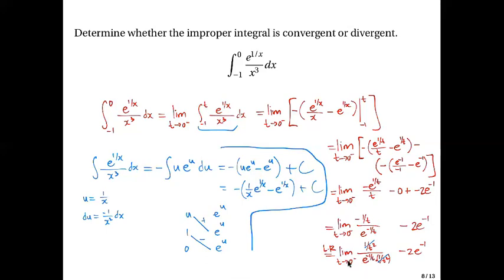And as t goes to 0 from the left, this guy here will just go to 0. So try to check that one. So the final answer will be negative 2 e raised to negative 1. So this will be the final answer to that. Okay?